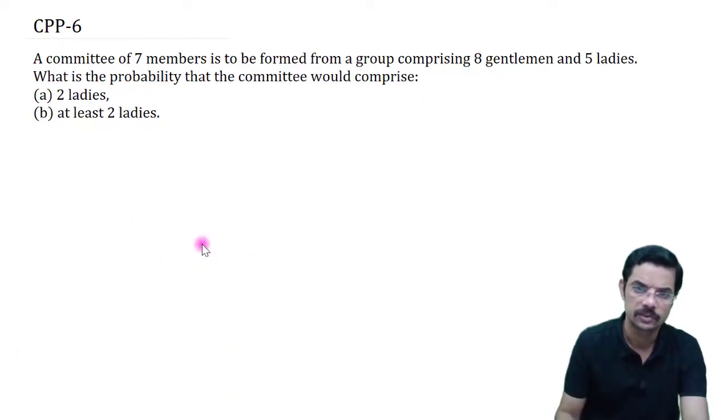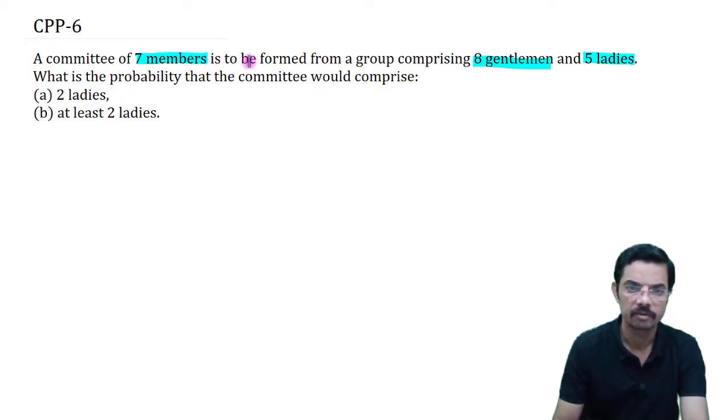The next question is question number 6. A committee of 7 members is to be formed from a group comprising of 8 gentlemen and 5 ladies. What is the probability that the committee would comprise of 2 ladies and at least 2 ladies? These are the 2 questions.